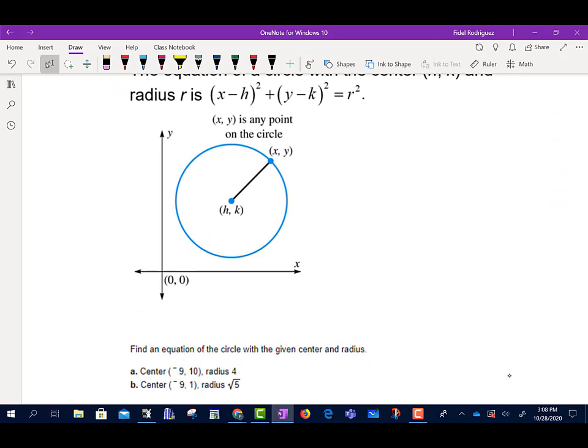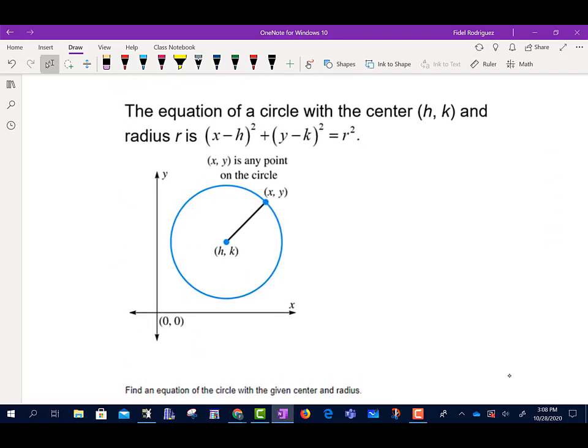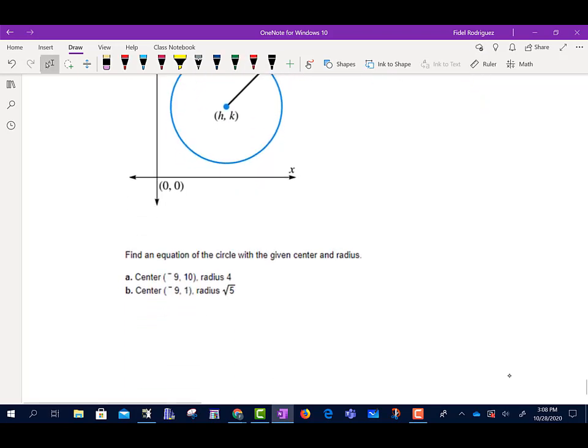And we have the equation of a circle with a center h and k and the radius r, and we have a formula here. Okay, so first thing is the center is the point h and k. I want you to look at the formula here. There's a minus in front of that h, and there's a minus in front of that k. Okay, so the directions here say find the equation of the circle with the given center and radius.